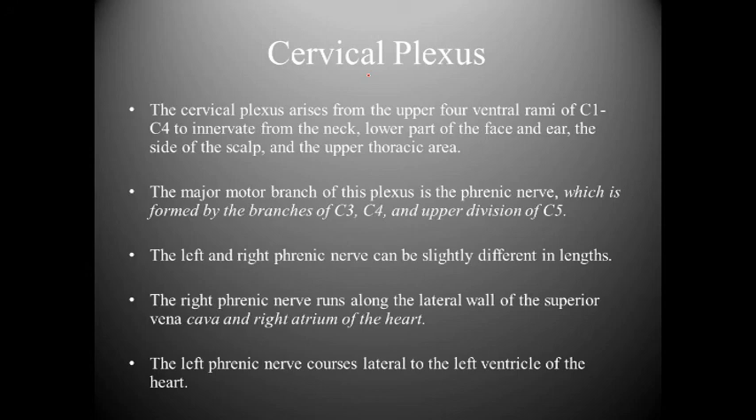The left and right phrenic nerves can be slightly different lengths. The right phrenic nerve runs along the lateral wall of the superior vena cava and right atrium of the heart. The left phrenic nerve courses lateral to the left ventricle of the heart.